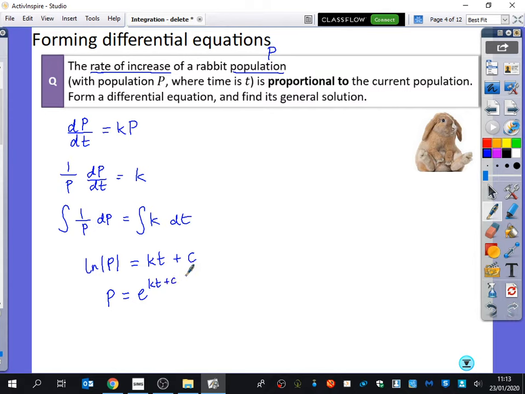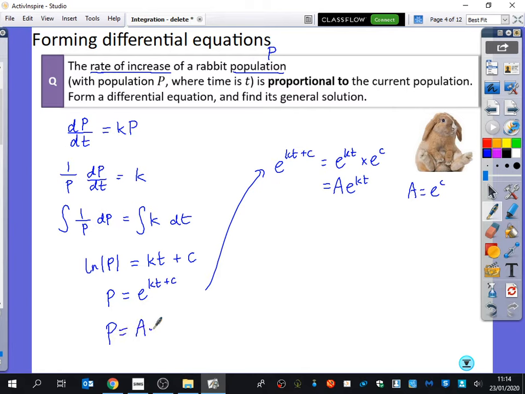Do you remember we said we can make that big A, can't we? E to the kt plus c is E to the kt multiplied by E to the power of c. And instead of saying E to the power of c, we let A equal E to the c. So we get Ae to the kt. So the population of rabbits is equal to Ae to the kt.